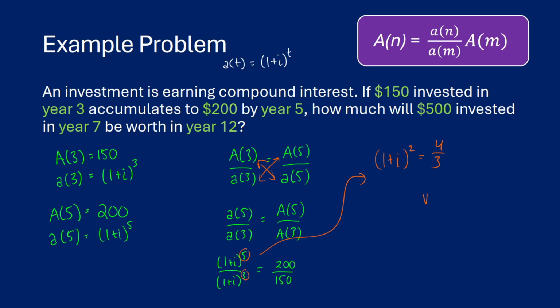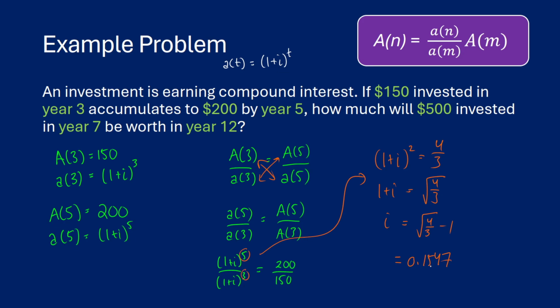So what we can do now is take the square root of 4/3, which is going to be equal to 1 plus i, and we can now subtract 1 from the right side in order to isolate our interest rate. So our interest rate is going to be the square root of 4 divided by 3, which we can put into a calculator, and then subtract 1, which is approximately 0.1547. Okay, so now we have our interest rate, which is fantastic.